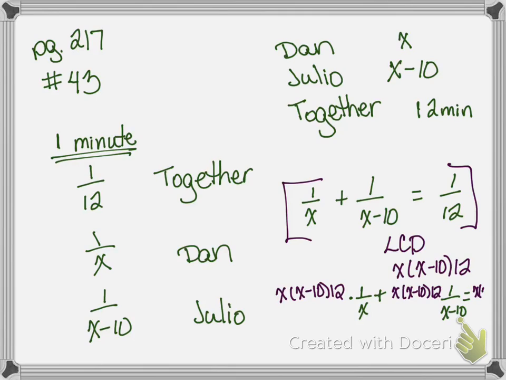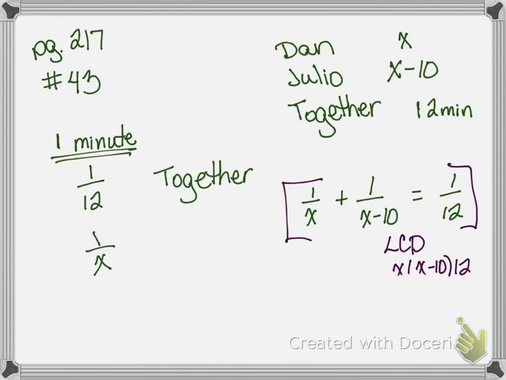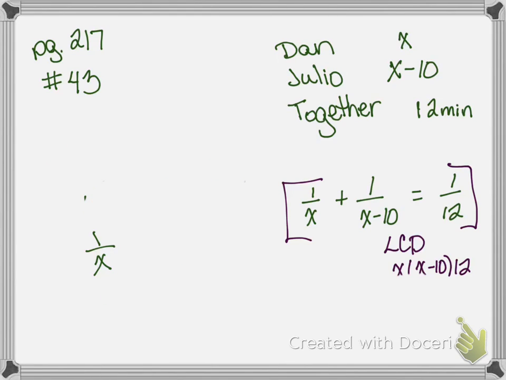x times x minus 10 times 12. I'm going to run out of room. So let's erase some of this so that we can do it well.